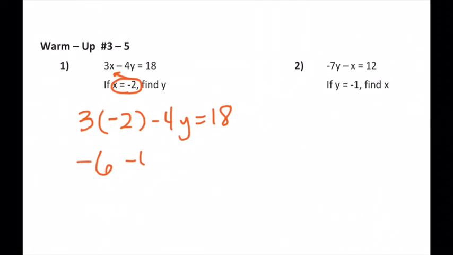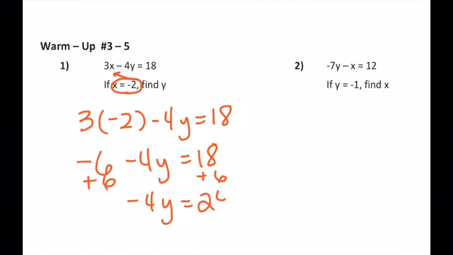So negative 6 minus 4y equals 18. It's a two-step equation, so I'm going to add 6 to both sides. And I'm going to divide both sides by negative 4. And so y is equal to negative 6. So if x is equal to negative 2, then y is equal to negative 6.